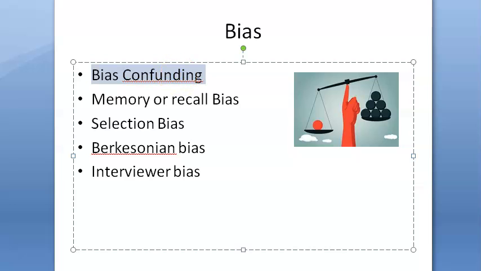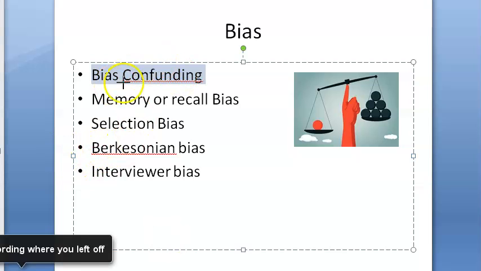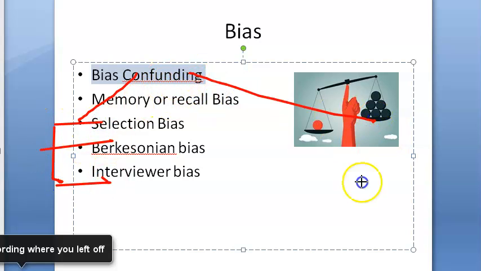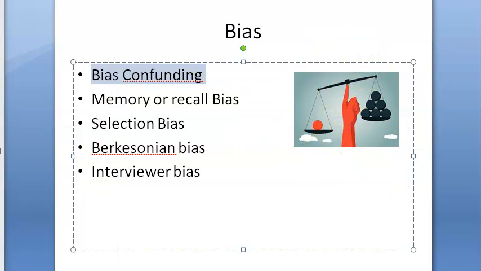So confounding means this is some factor which is related to both the exposure and the outcome. It is associated with both the exposure and the outcome. So it will give a mistaken estimate of the outcome. For example, there are a lot of people who have lung cancer. Okay.